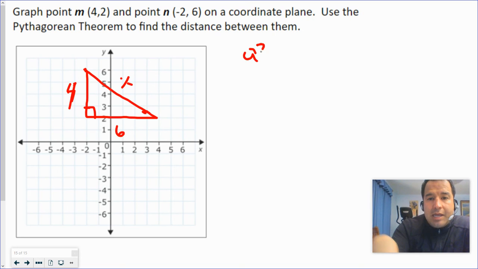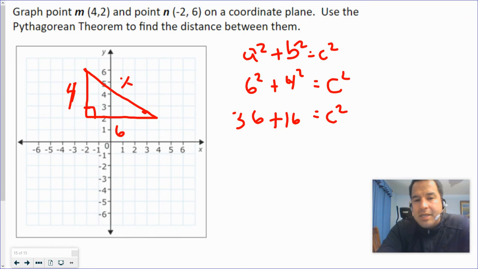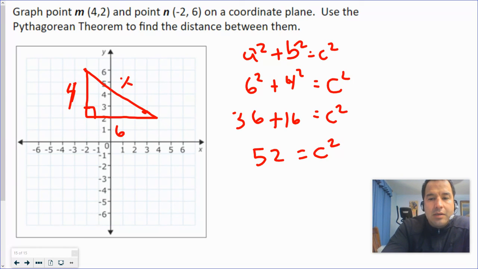So a squared plus b squared equals c squared. A is, I don't know, let's go with 6 squared. B is 4 squared. It doesn't matter which one is A, which one is B, as long as they are both legs. 6 squared is 36. 4 squared is 16 equals c squared. 36 plus 16 is how much? It would be 52 equals c squared.